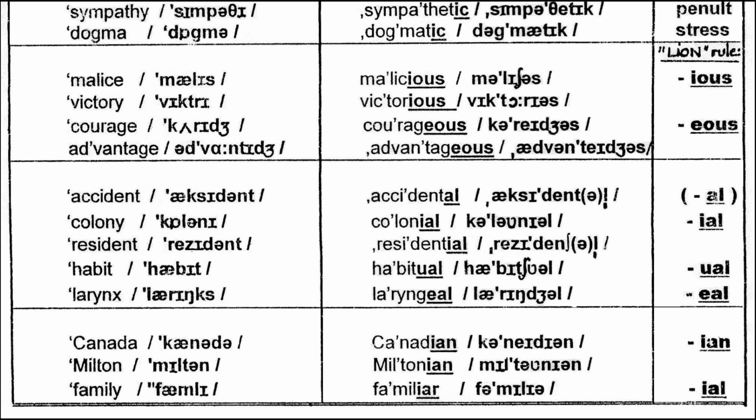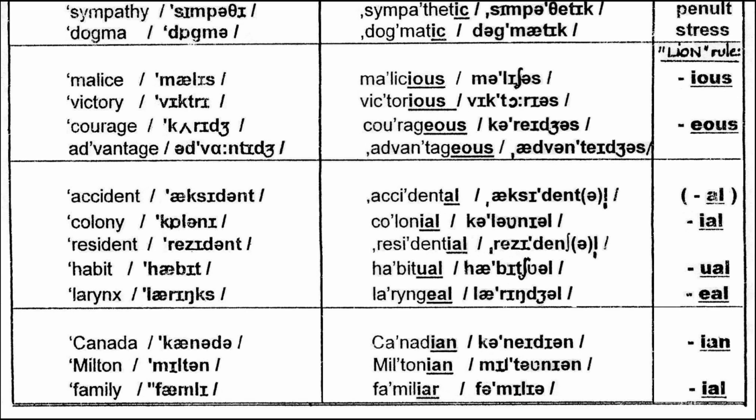We move to the last line. Again, we have two stress shifting suffixes, and they are under the line rule. We have the suffix ian and the suffix eol. So the first word is Canada. Canada becomes Canadian. So here a stress shift and a change in vowel quality from ka to ke and from ne to ne. Canada, Canadian. Good. Next word is the word Milton.